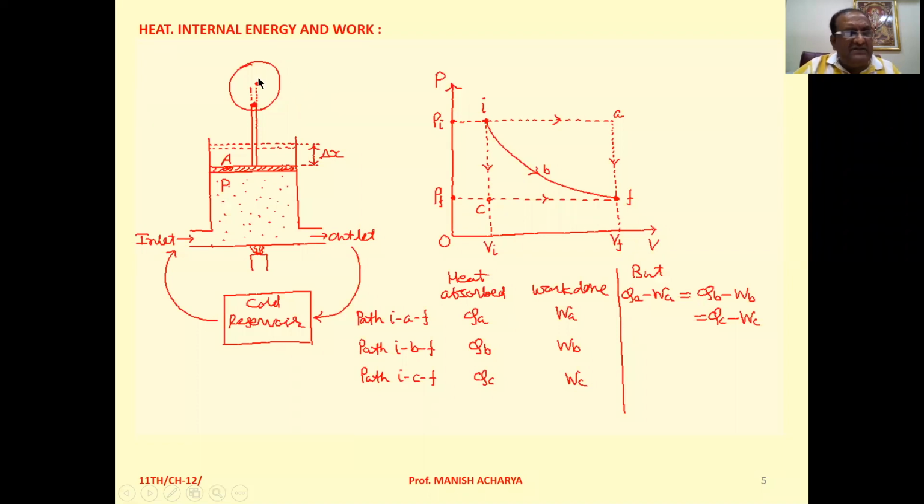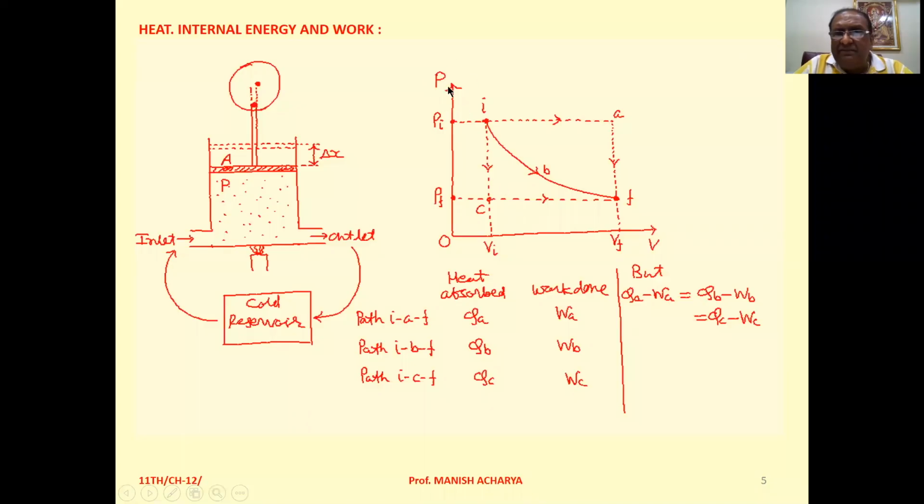Suppose you connect this rotating wheel with a pump, then you can lift water from the underground tank to the overhead tank. That is the fruitful mechanical work. Clear to all of you?